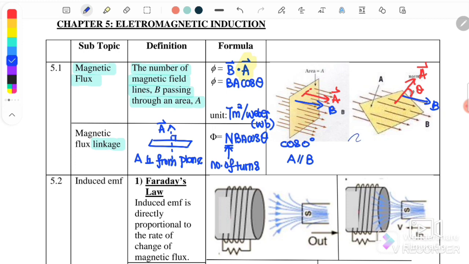Case 3, let's say your plane is parallel to the magnetic field. The plane is parallel to the field, and remember vector A must also come up perpendicular from the plane. So this is our vector A. For case 3, this is actually cos 90 degrees, which equals 0, because vector A and vector B are perpendicular to each other. When they are perpendicular to each other, the magnetic flux equals 0. So this is case 3.